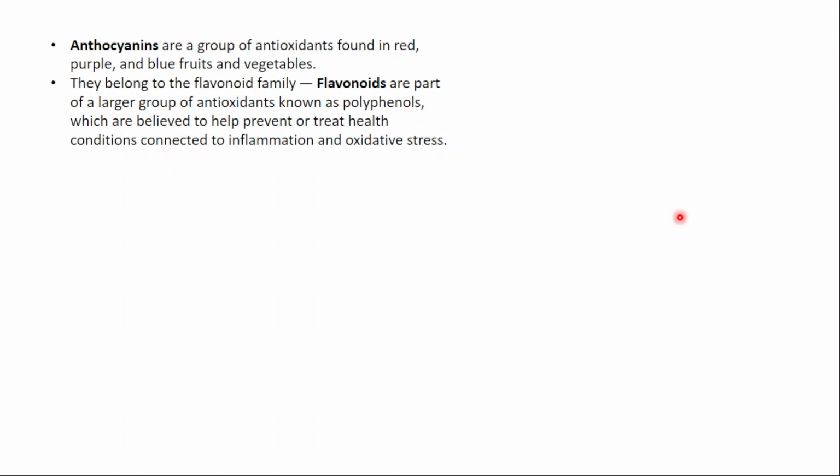They belong to the flavonoid family. So these anthocyanins are part of flavonoids. Flavonoids are a part of a larger group of antioxidants known as polyphenols, which are believed to help prevent or treat health conditions connected to inflammation and oxidative stress. So flavonoids have long been discovered as antioxidants. They consist of characteristic groups called polyphenols. They are polymers of phenolic groups and they are good antioxidants.